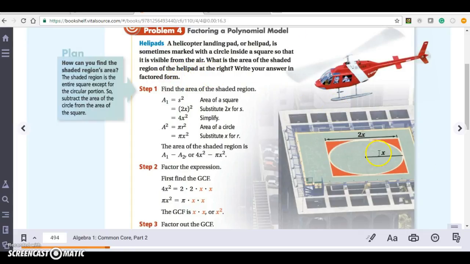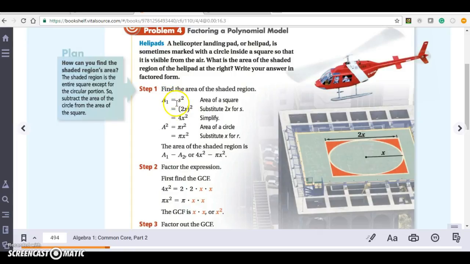So here's my shaded region. The shaded region is the red part, by the way. In order to find this, I need to find the area of the circle and subtract it from the area of my square.